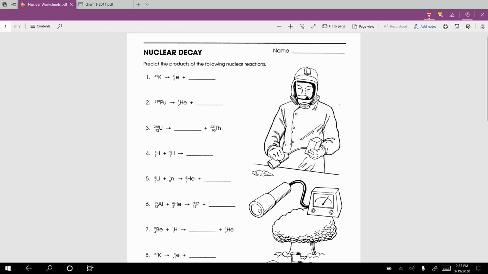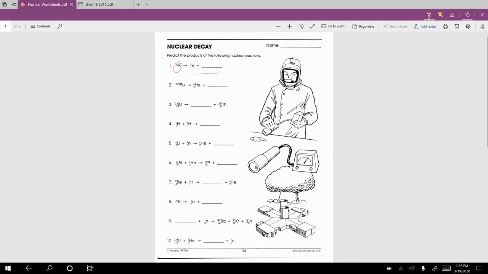Okay, so the first thing we have to do when we do a nuclear equation is make sure that the top numbers and the bottom numbers on both sides of the equation are equal. Because remember, the law of conservation states that matter, energy, and charge can neither be created nor destroyed. So our arrow is like an equal sign in a math equation, right? So if I have this 42 on the left-hand side, my right-hand side has to total up to 42.